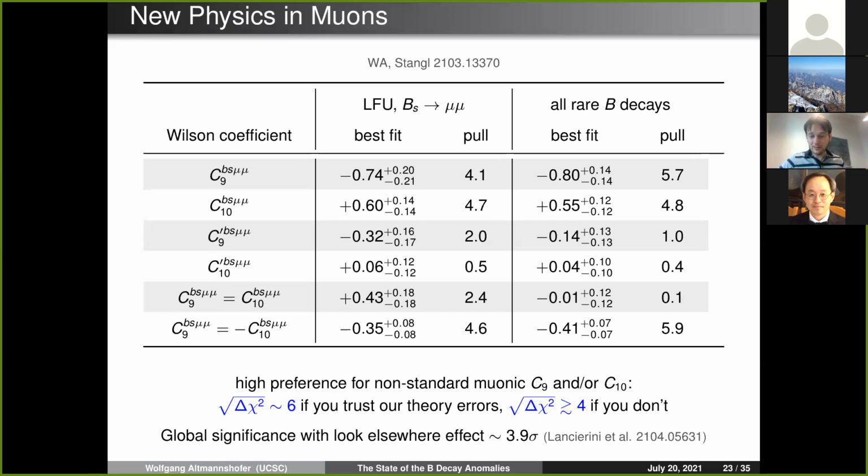People try to do this exercise, to do a careful job in estimating what the actual global significance of all those anomalies is. And in this paper that came out a few months ago, they come to the conclusion that the global significance of all those anomalies is around 3.9 sigma.